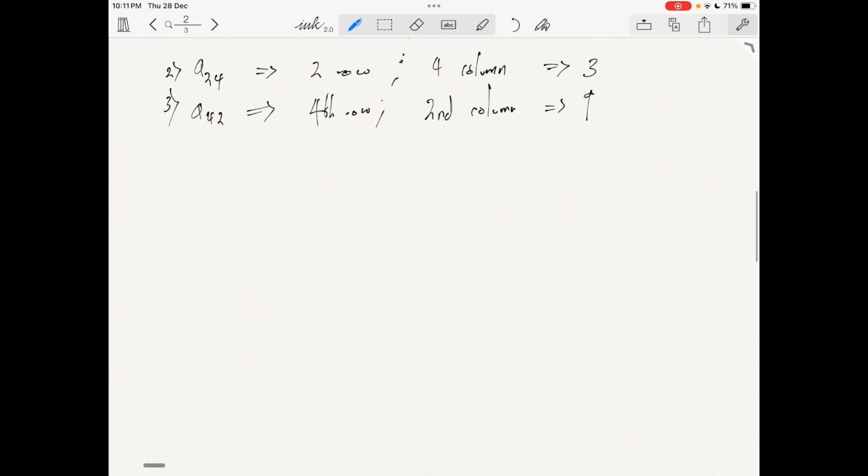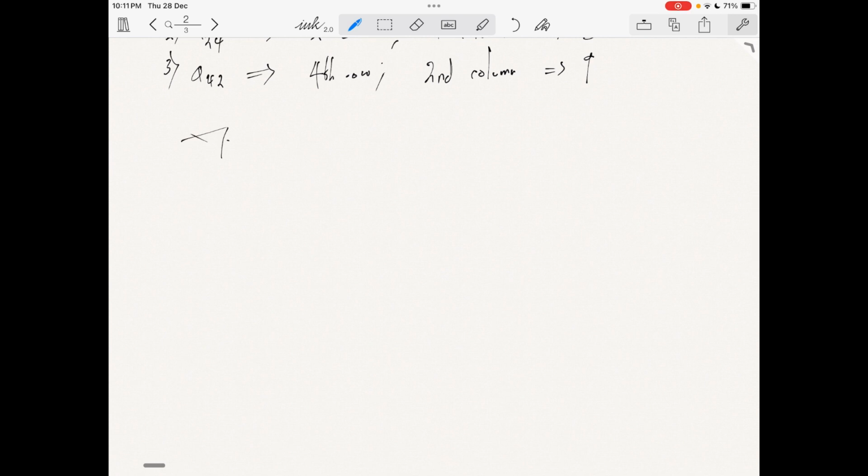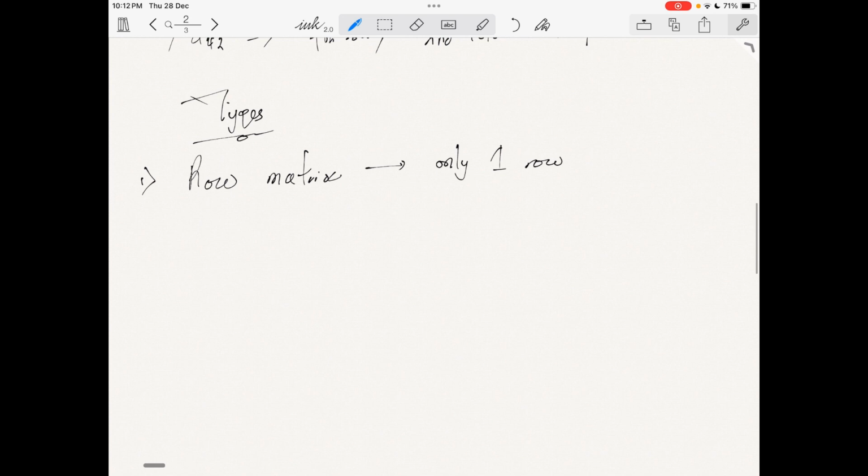Types of matrix. The first matrix we'll be considering will be the row matrix. Now the row matrix is in such a way that it has only one row. So that means it has just maybe two numbers, 0 1. It can also be three numbers, 0 4 3, and it can be four numbers. Let's say 4 3 7 2. So that means it's only one row, but it's not limited to one column.